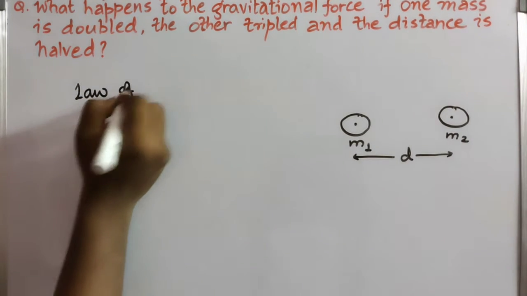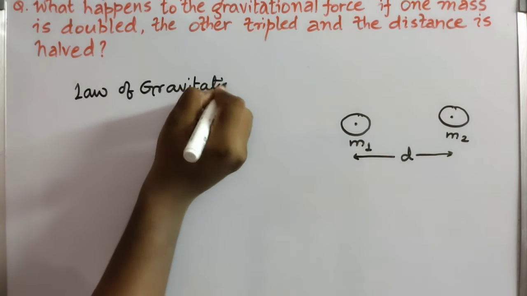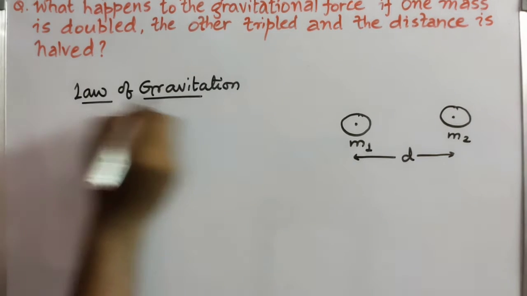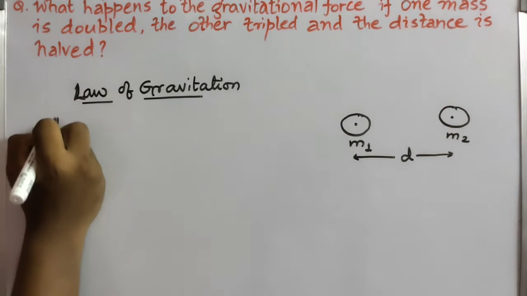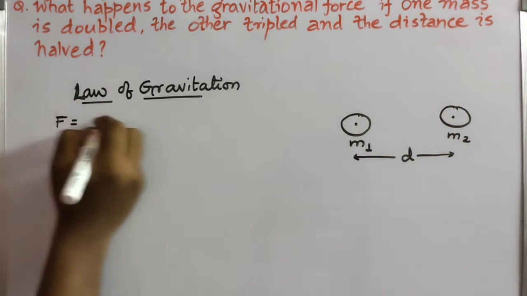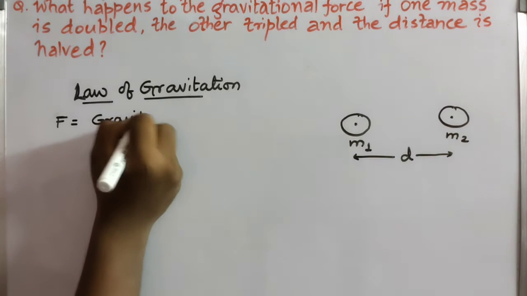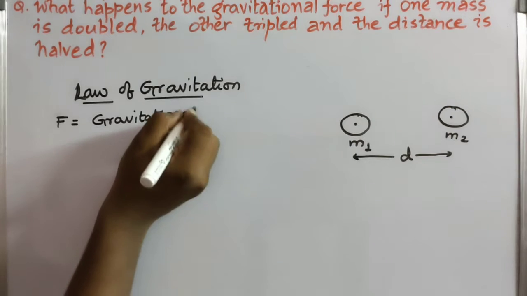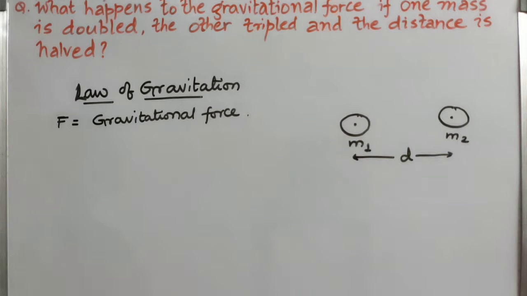Law of gravitation. So the force due to gravitation, I am representing it by F. F is a gravitational force. The gravitational force can exist between any two masses. If two masses are there, then surely gravitational force is acting between them.